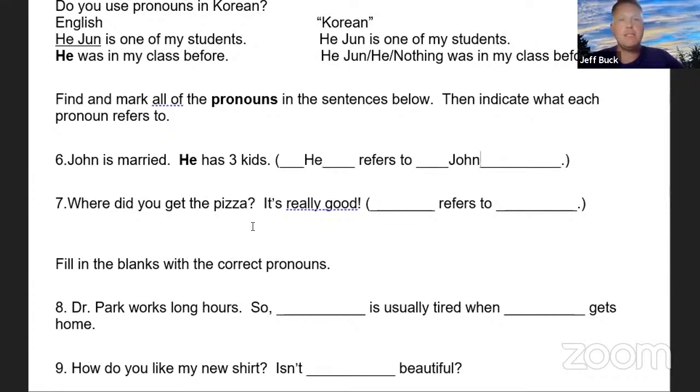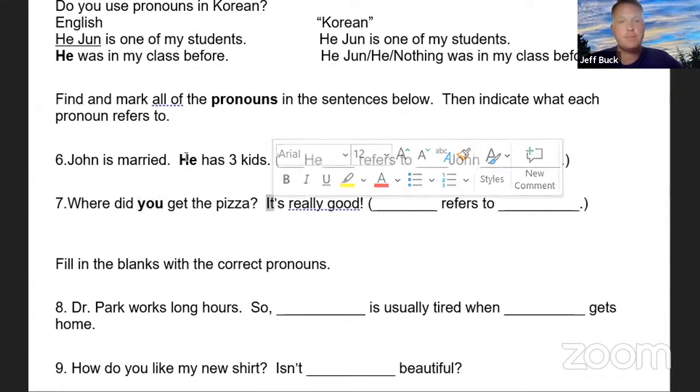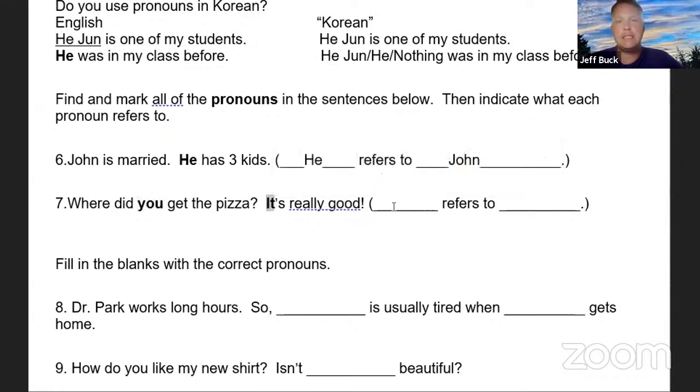Where did you get the pizza? It's really good. "You" is a pronoun, of course, but we're not worried about that right now. We're focusing on "it." "It" is a pronoun, and it refers to pizza.